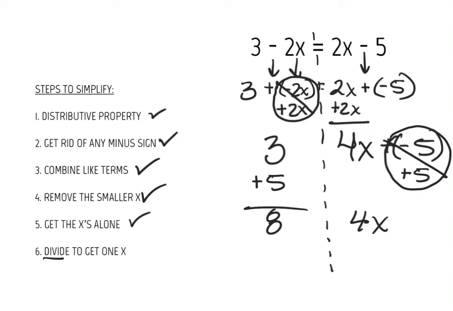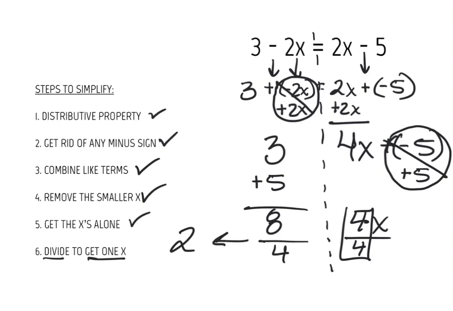Our last one is divide to get x, or 1x. How do I divide to get 1x? Anything divided by itself is 1. So I have 4x, so I have to divide by 4. That gives me 1x. And then I'm going to divide by 4. Well, 8 divided by 4 is 2, and this just equals x. So we end up with x equals 2.